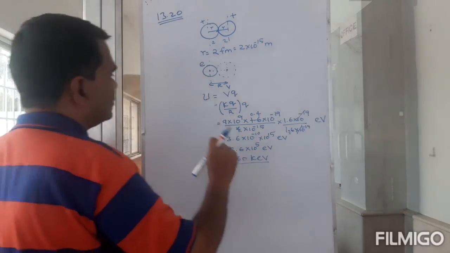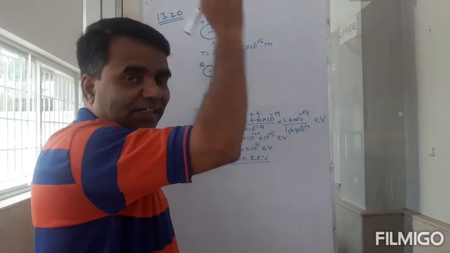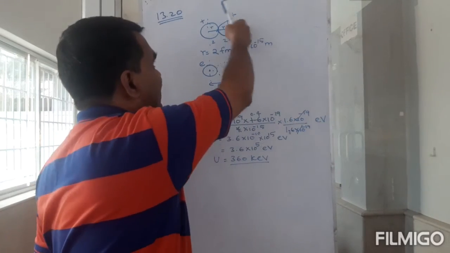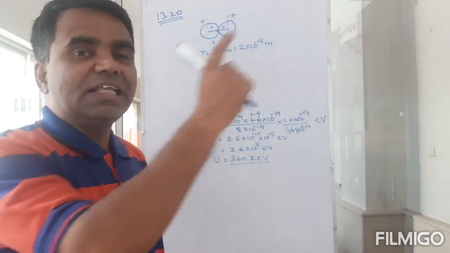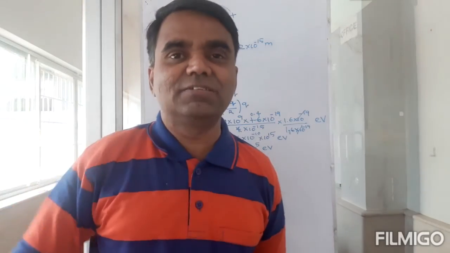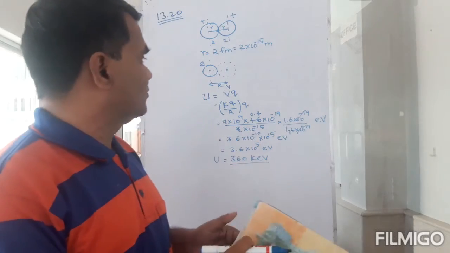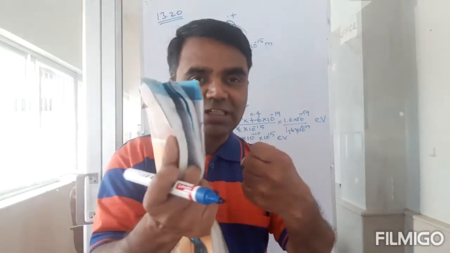So if I throw it with this amount of energy, if it had that kind of kinetic energy in the beginning, then it will come and touch this, come and touch that. Anything more, it will collide. It will have a collision there. So that is how you do this problem. You are bringing two nuclei together.